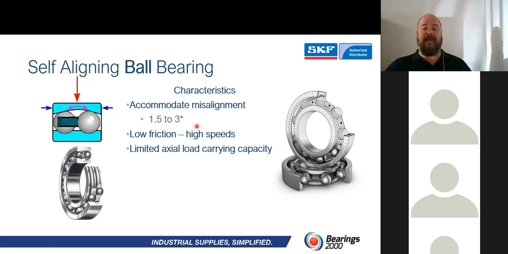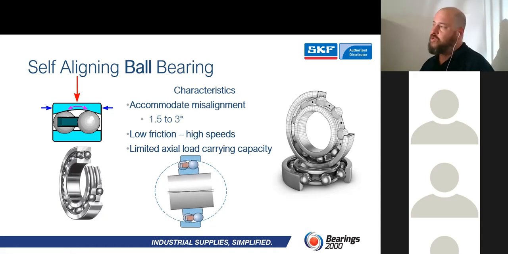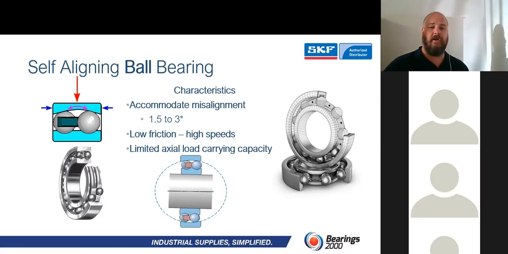And then, of course, we can do the high speeds with the low friction. And if we have a look at it, that's basically what it does on the inside there. Limited axial load. Why with a limited axial load? If I do put too much load on there, I will actually push it out of that alignment range. Good.